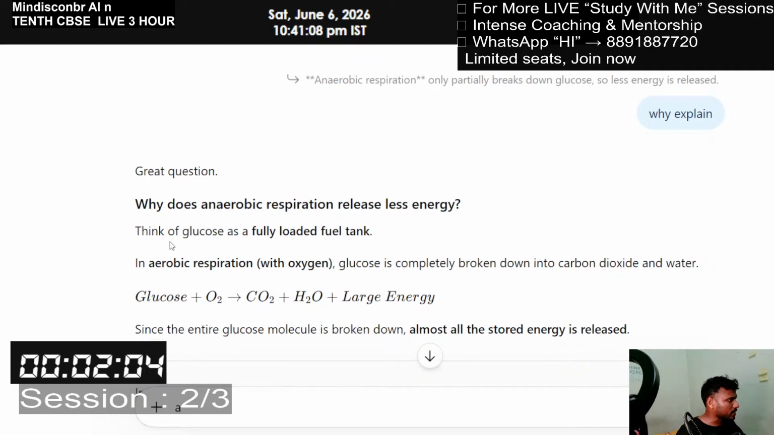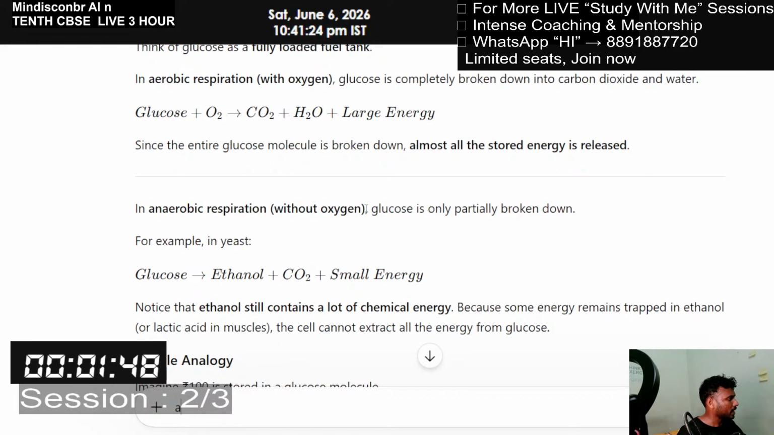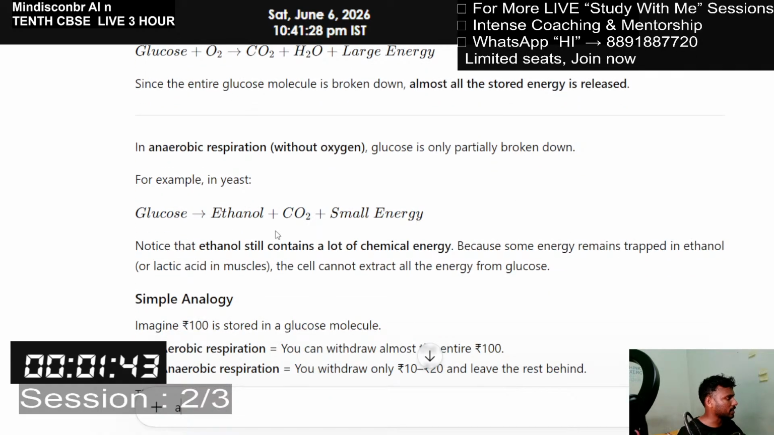Why does anaerobic respiration release less energy? Think of glucose as a fully loaded fuel tank. In aerobic respiration, with oxygen, the glucose molecule is broken down and almost all the stored energy is released. In anaerobic respiration, without oxygen, glucose is only partially broken down. For example, in yeast, glucose is converted to ethanol and carbon dioxide plus some energy. Notice the ethanol still contains a lot of chemical energy, because some energy remains trapped in ethanol, or in lactic acid in muscles.